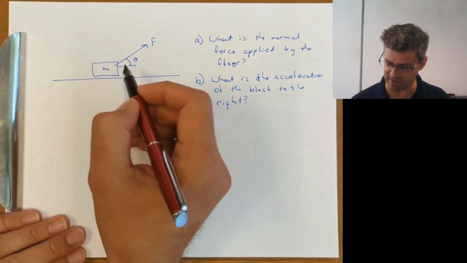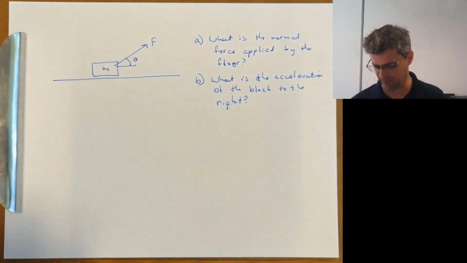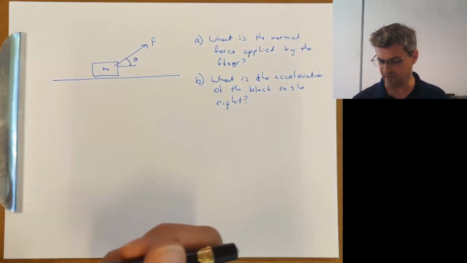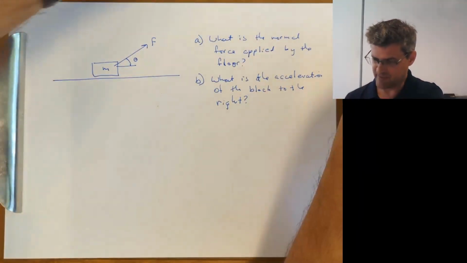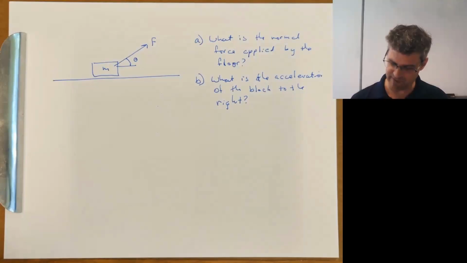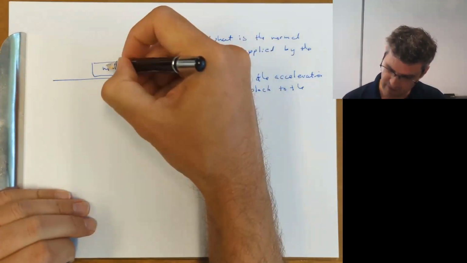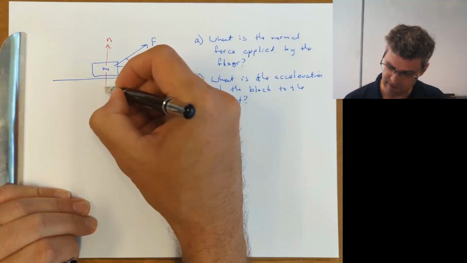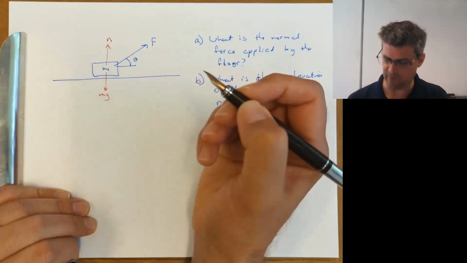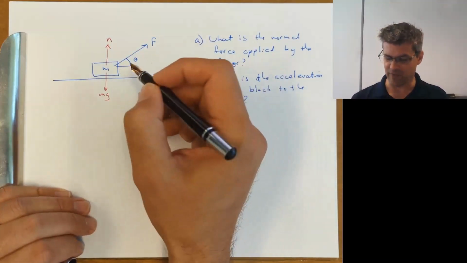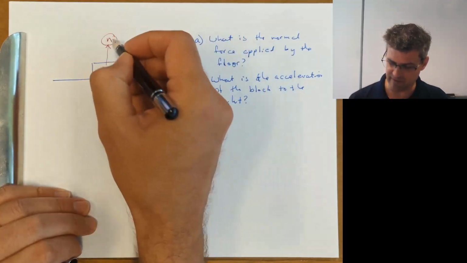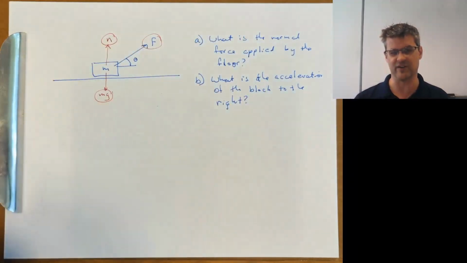Now, looking at this, I want to figure out what forces are at play. One of the forces was actually given to us, but not all of the forces were given to us. Two forces are missing. One of them, the normal force, one of them, the weight. Now with this, we know all the forces that are at play. This one, and this one. These are all the forces.